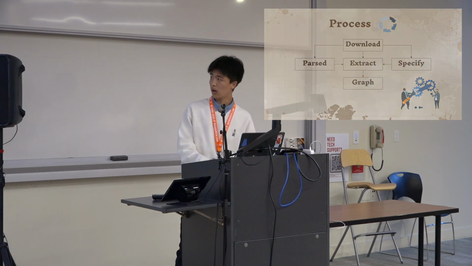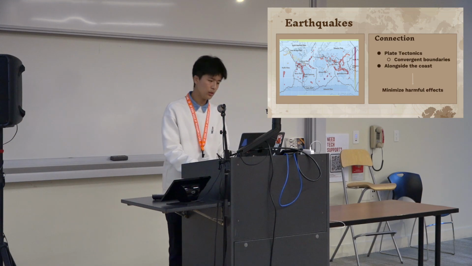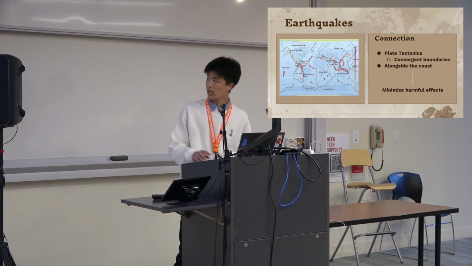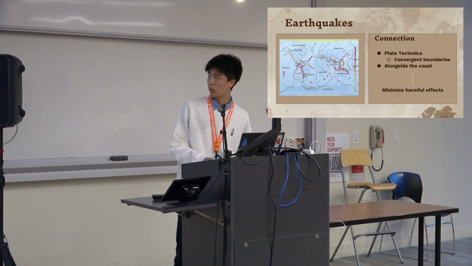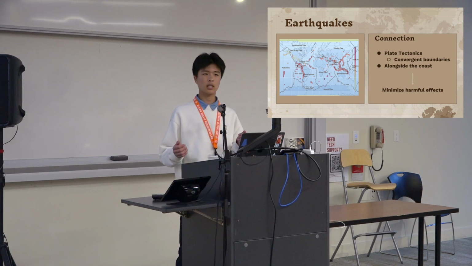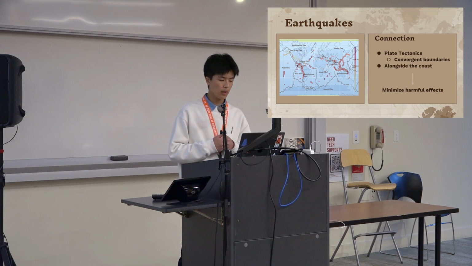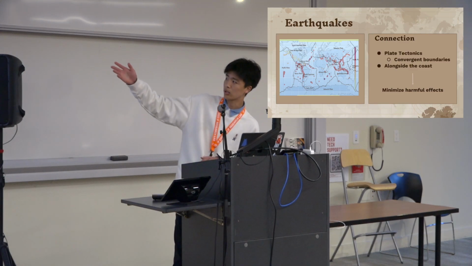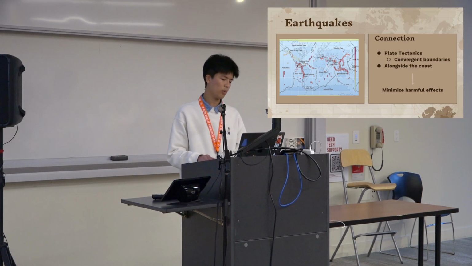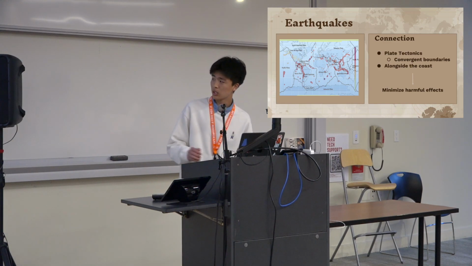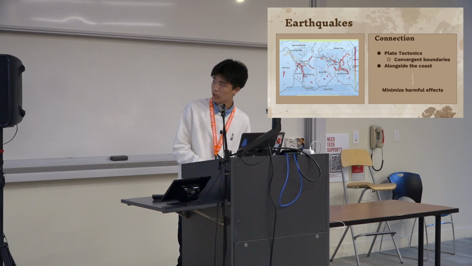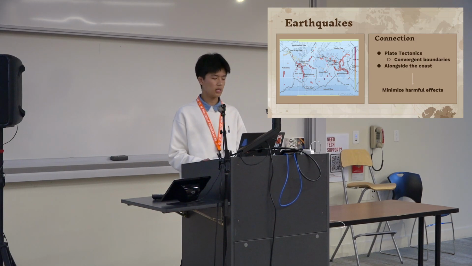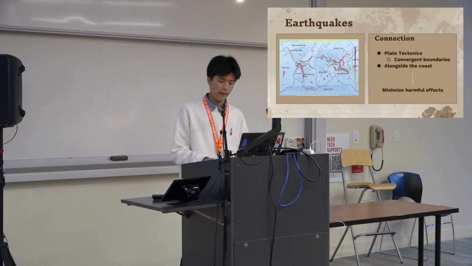So for my first research, I researched earthquakes. Now, as you see, these earthquakes right here, I aligned them with tectonic plates. You can make a connection that plate tectonics with convergent boundaries, which is basically when plates push up against one another, cause earthquakes, and this is typically alongside the coast, as these are the plates that make up our continents. Now, using this knowledge, we can minimize harmful effects on the infrastructure in these areas. We can use that to build infrastructures that are less susceptible to earthquake damage and overall minimize harmful effects.